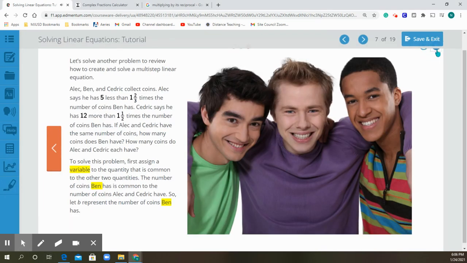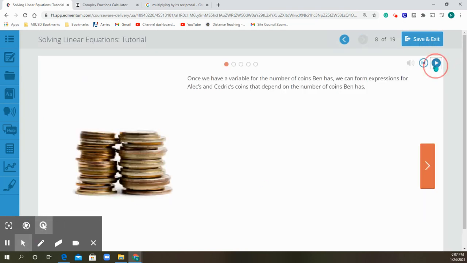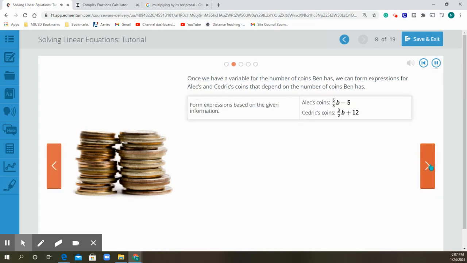To solve this problem, first, assign a variable to the quantity that is common to the other two quantities. The number of coins Ben has is common to the number of coins Alec and Cedric have. So let B represent the number of coins Ben has. Once we have a variable for the number of coins Ben has, we can form expressions for Alec's and Cedric's coins that depend on the number of coins Ben has. Form expressions based on the given information. Alec's coins, 5/3 B minus 5. Cedric's coins, 3/2 B plus 12.